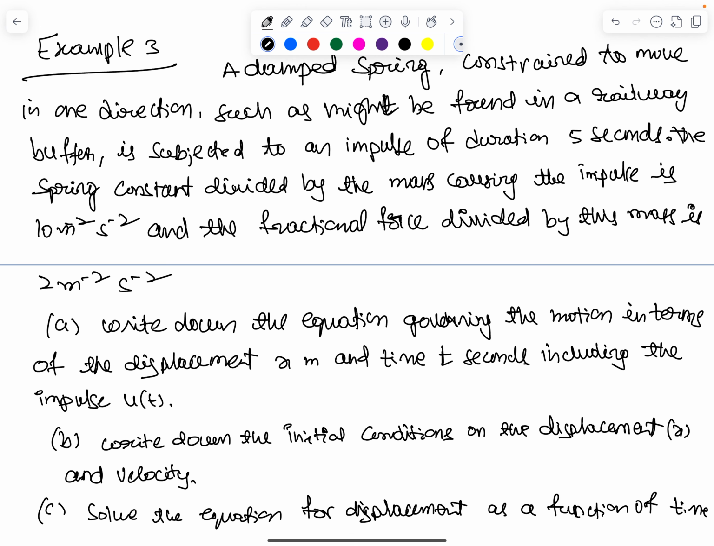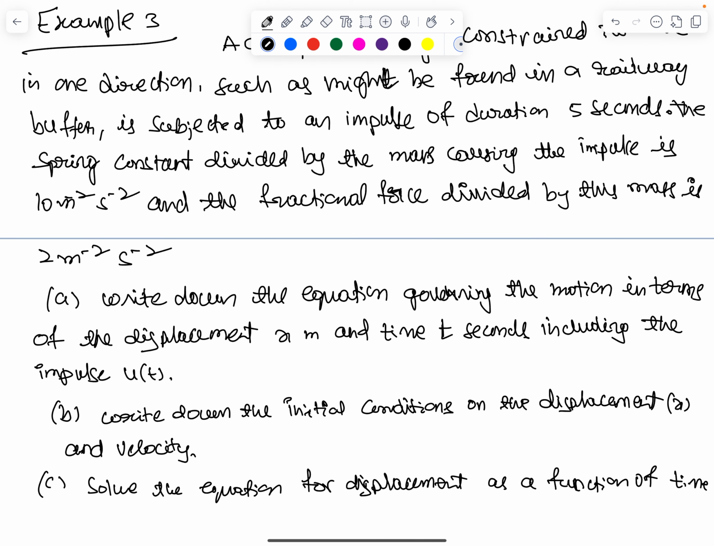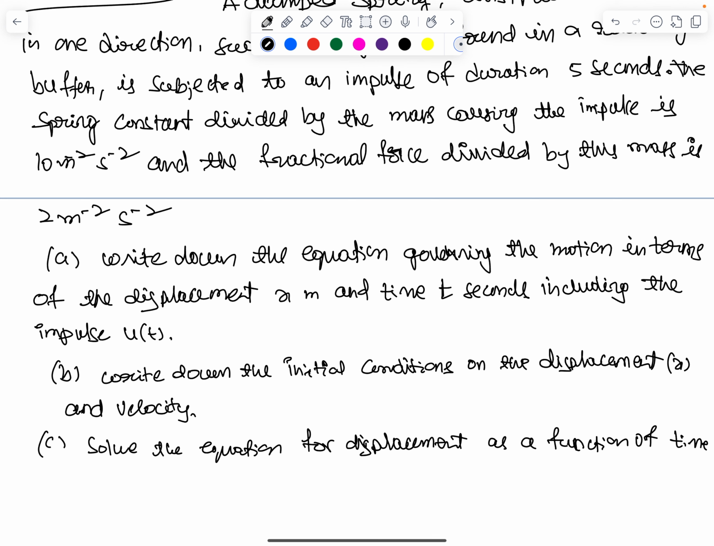So, here is the example. A damped spring constrained to move in one direction, such as might be found in a railway buffer, is subjected to an impulse of duration 5 seconds. The spring constant divided by the mass causing the impulse is 10 meter inverse square second inverse square, and frictional force divided by this mass is 2 meter inverse square second inverse square. So, write down the equation.